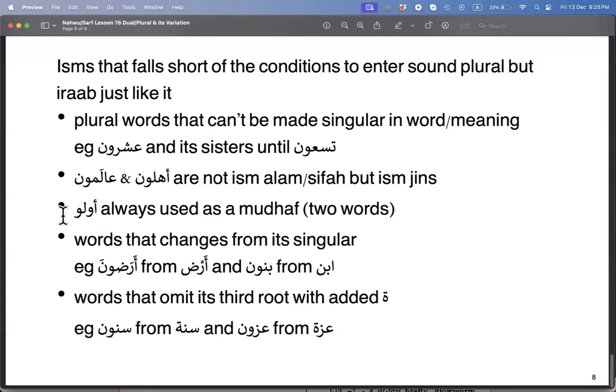So ulul albab, for example, we have in the Quran, right? This is also jamak muzakkar salim because the singular is not... you don't have one ul, right? So this is jamak muzakkar salim.